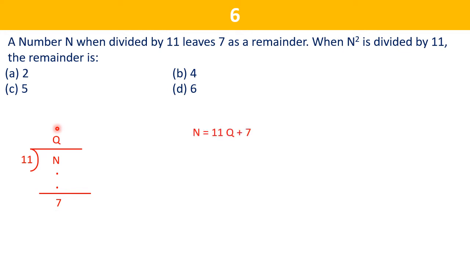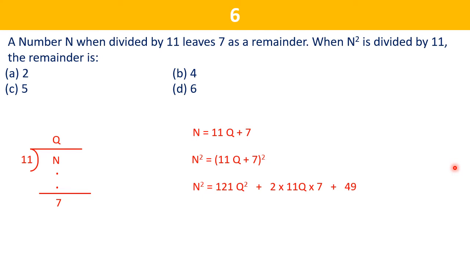Now the question is, when n square is divided by 11, what is the remainder? So I will take the square of n. So it is (11q plus 7) whole square, which comes out to be 121 q square plus 2 into 11 q into 7 plus 49. That is a square plus twice ab plus b square.